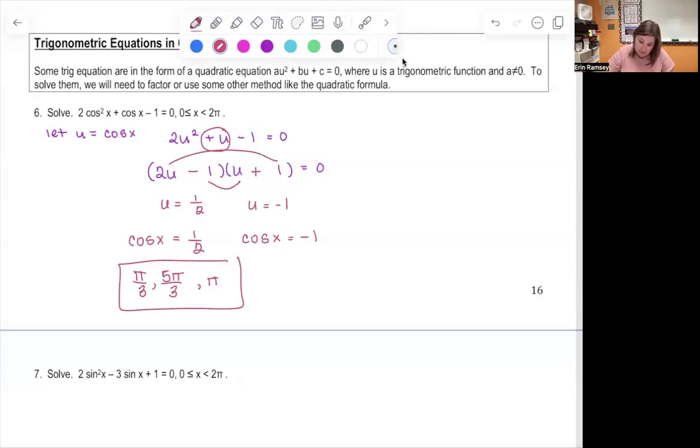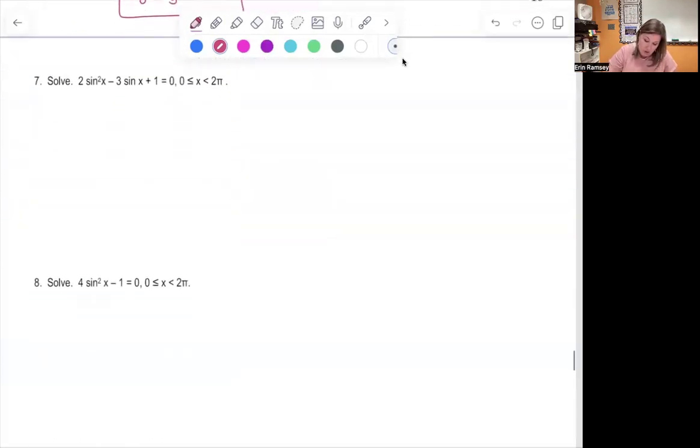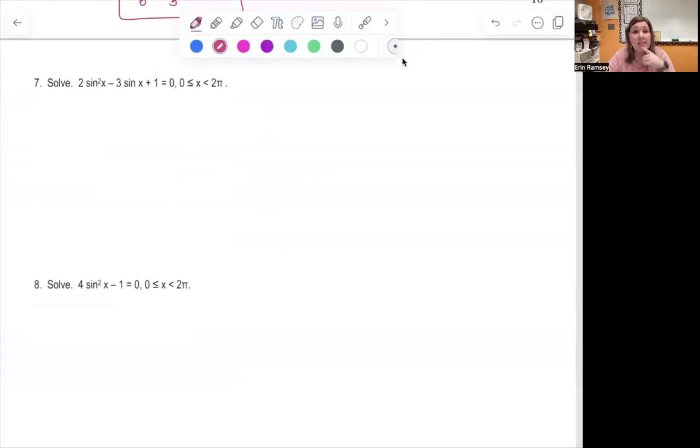So take a moment and go to number 7. See if you can decide what u would be. Verify that this is quadratic in form. What would you make u equal to? And rewrite it in its quadratic form. I'll give you a second to go ahead and try that.